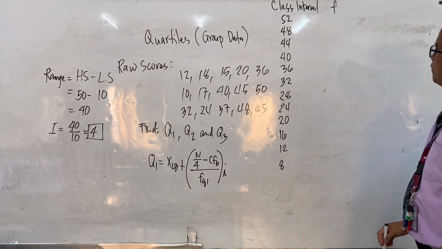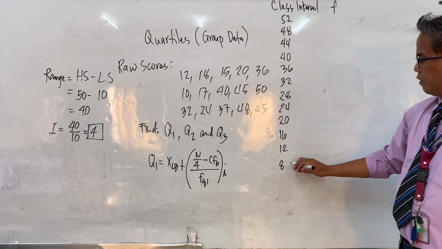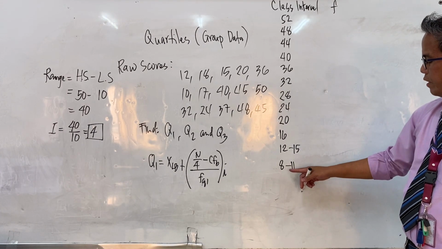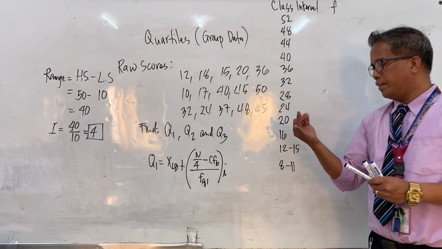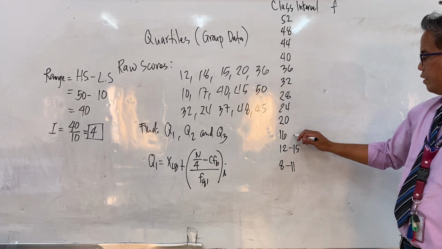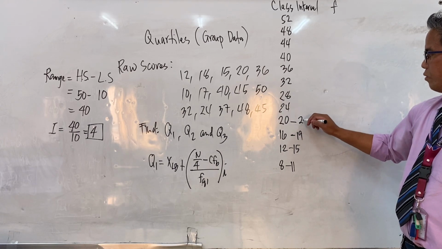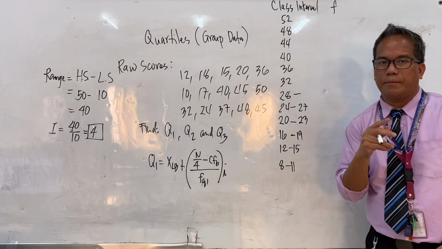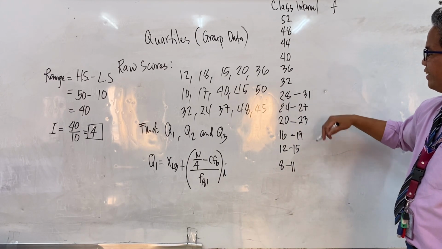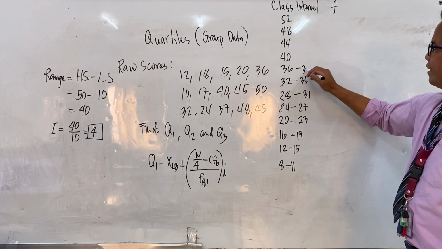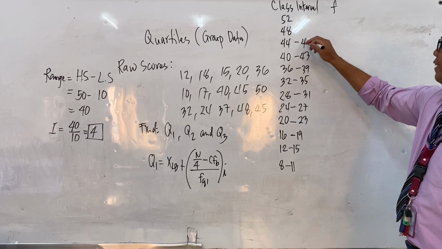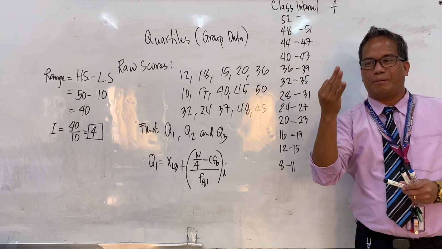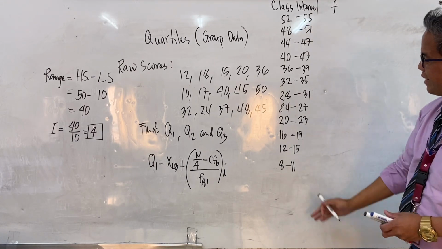Next is the frequency. By the way, here we write the upper limits: 11, 15, 19, 23, 27, 31, 35, 39, 43, 47, then 51, then 52, 53, 54, 55, so we have 55. So we have now the class interval.